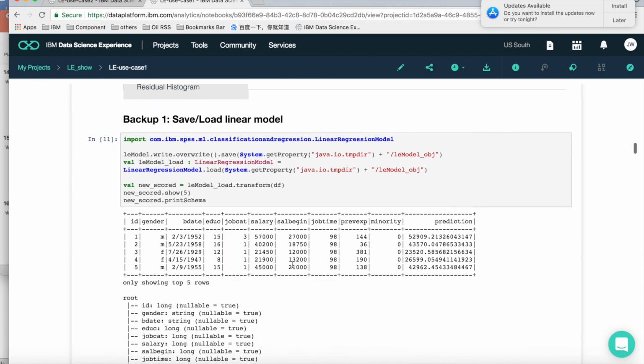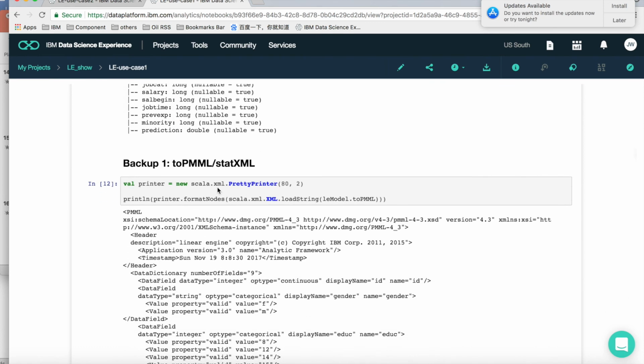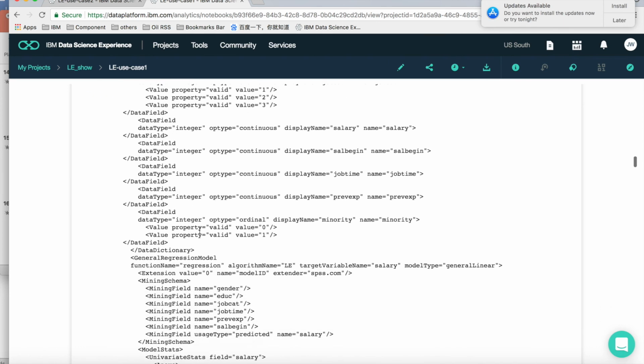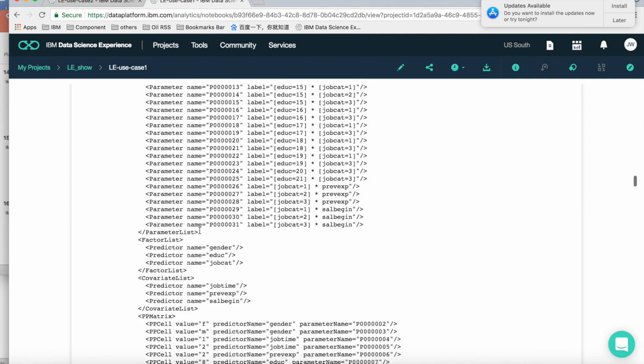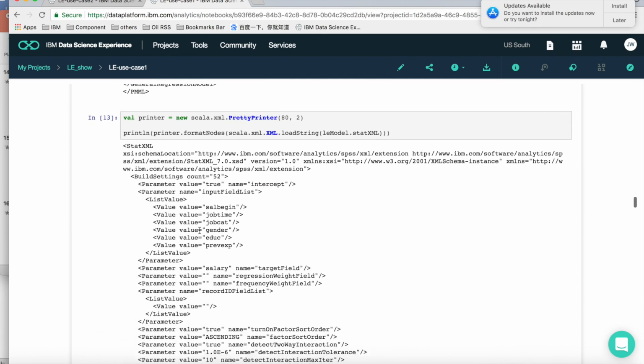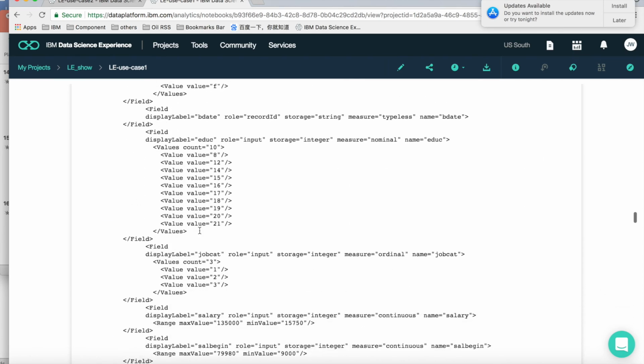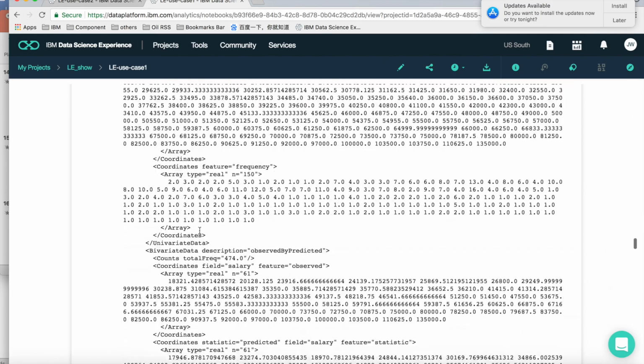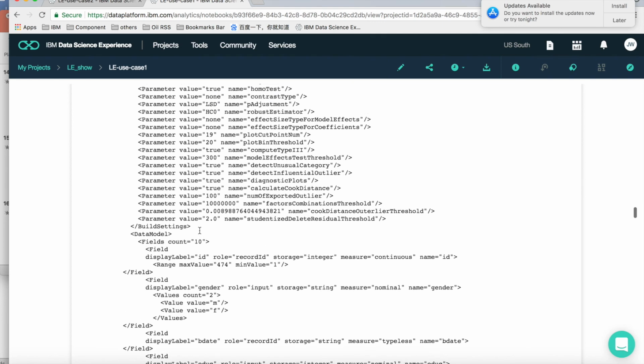Next are some save and load operations. It can also be saved as PMML or StatXML. These are some standard fields for this algorithm. You can see these standard fields on the dmg.org website. Okay, that's all.